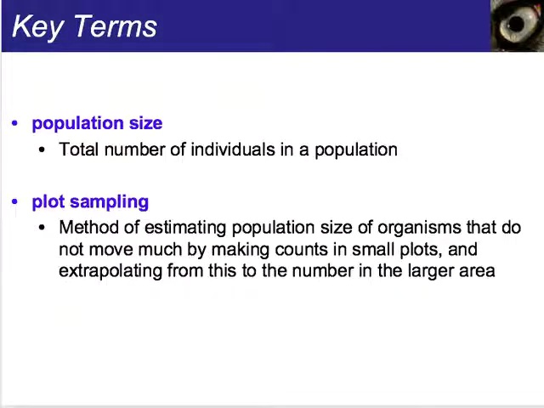So key terms: population size is the total number of individuals in a population. And plot sampling is a method of estimating population size of organisms that do not move much by making counts in small plots and extrapolating from this to the number in the larger area.